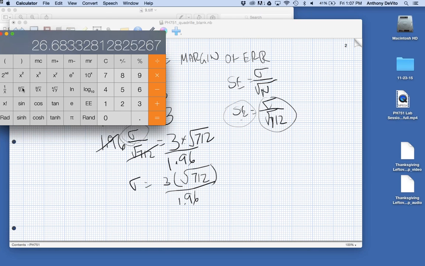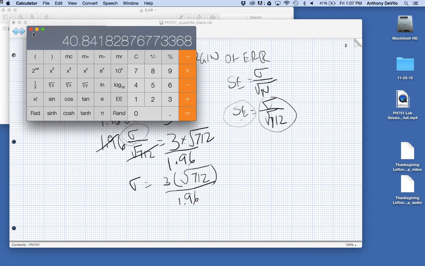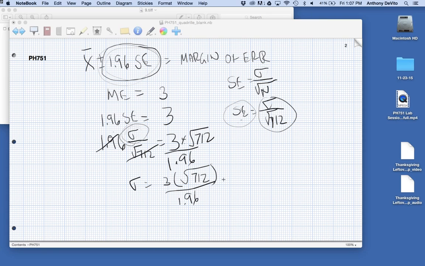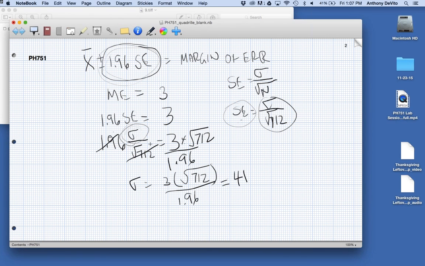712, the square root of that number is equal to 26.7. Okay, and I'm going to multiply that by 3. And I got 80, and I'm going to divide that by 1.96. And that's equal to about 41 pounds. So I'm going to round that off for our purposes so we can get through this quickly and call that equal to 41 pounds. Now, that's an approximation of the standard deviation of the population.